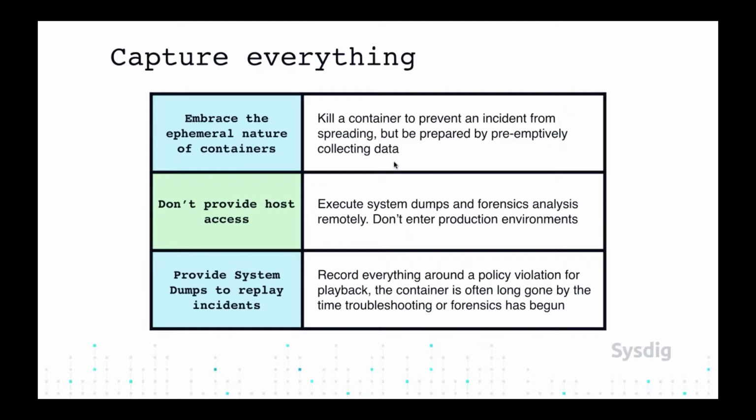Also, because of orchestrators, you really don't need to give your teams as much host access. They should be interacting directly with the orchestrator. So don't enter production environments. Execute system dumps and forensics remotely, and then pull that outside of production to do that analysis. And with that dump, there definitely needs to be some way that you can play it back and filter through it, so you can do troubleshooting after the fact that the container has been killed.